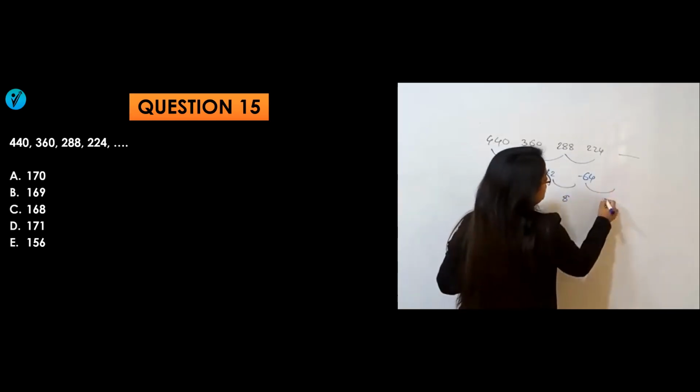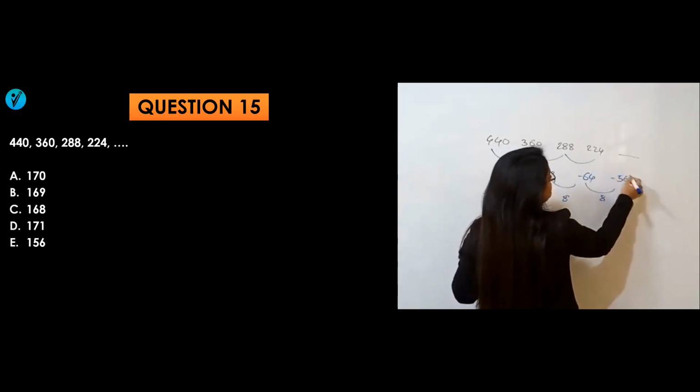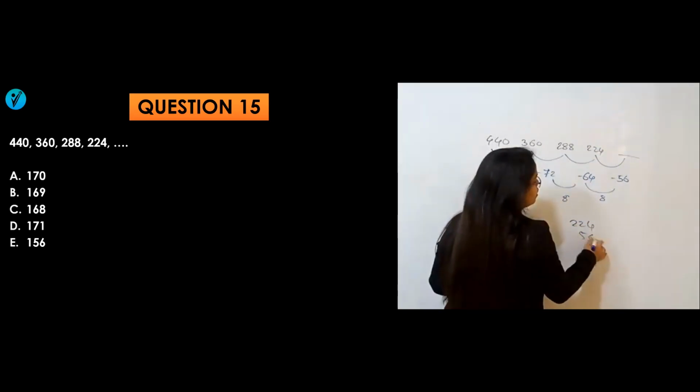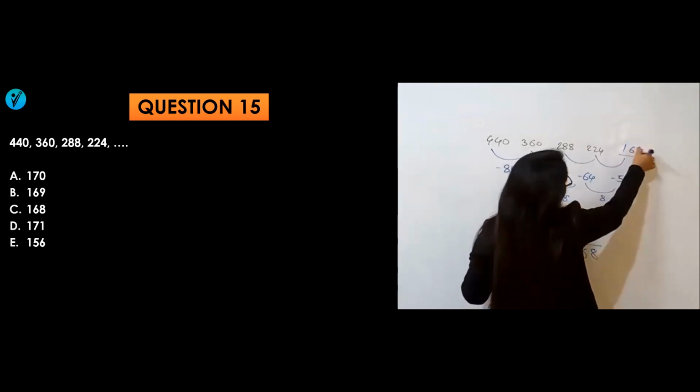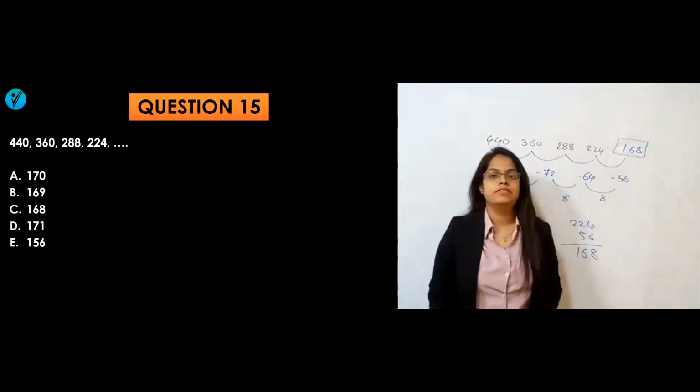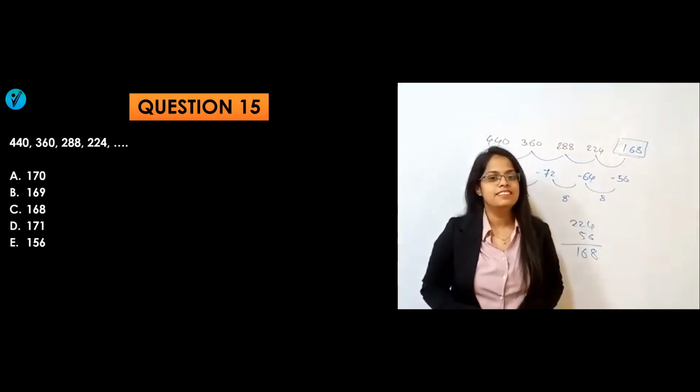So next difference will be equal to what? Minus 56. So 224 minus 56 will be equal to how much? 14 minus 6, 8. 21 minus 5 is 16. So next number will be equal to 168. That is option number C will be your answer. Easier one. Now let's go for the next question.